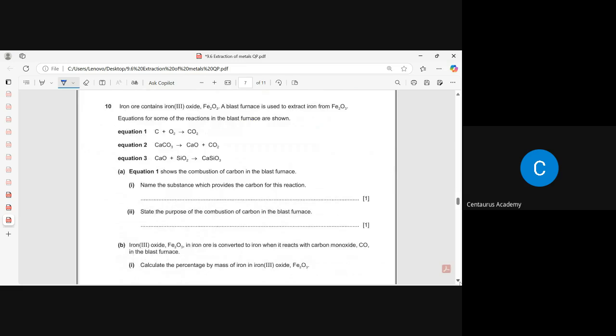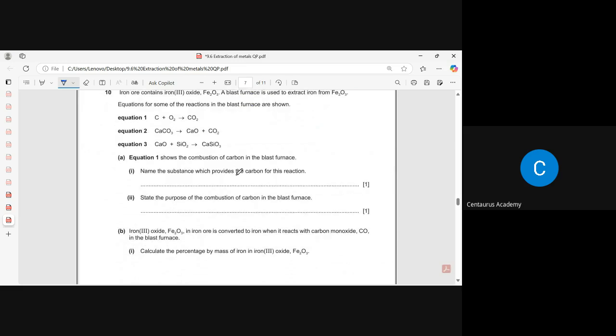All right. Name the substance which provides carbon for this reaction to take place. For this reaction, equation 1. Coke, yes. The next one says, state the purpose of the combustion of carbon in the blast furnace. Why does carbon undergo combustion? To increase the temperature. Yes, to provide heat energy within the blast furnace. It is an exothermic process.